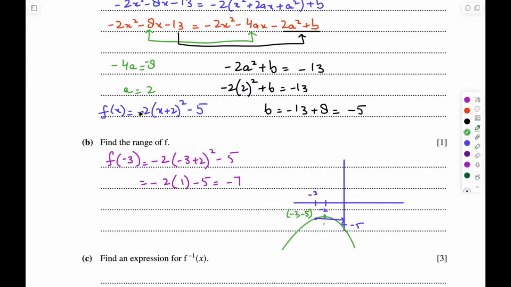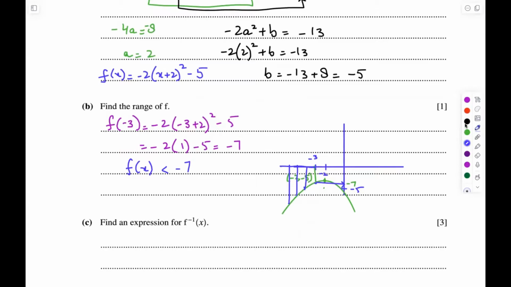Now, as this negative sign shows that it is a maximum point, and at minus 3 the value of the function is minus 7, and the domain of f of x is less than minus 3, for all the values of x less than minus 3, the function will always be less than minus 7. So we'll write f of x will be less than minus 7.